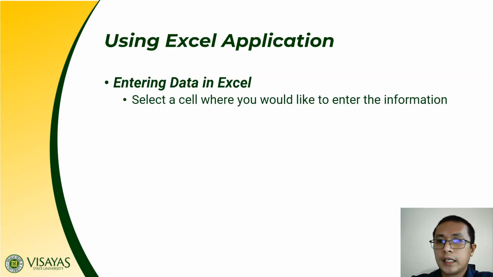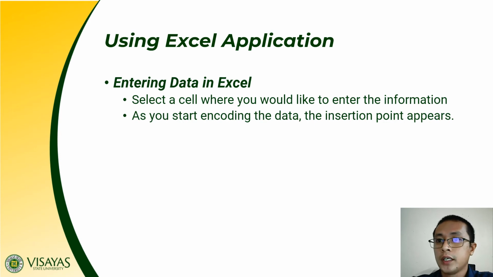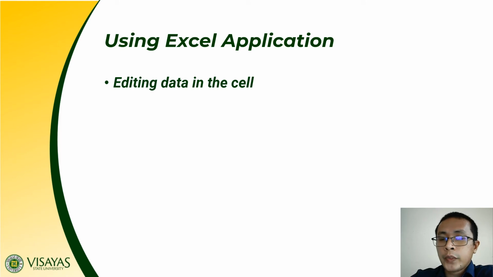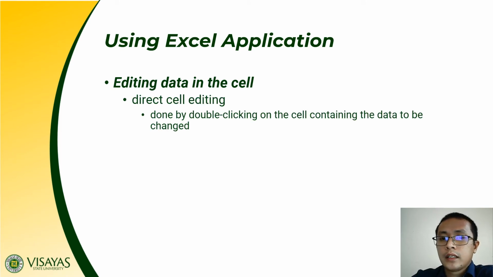Then to enter data in Excel, you are going to select first a cell where you want to enter your data or information. And then as you start encoding, the insertion point will appear, and the data is entered both in the active cell and in the formula bar. So the moment you start typing, it will appear also in your formula bar aside from the active cell where the data is entered.